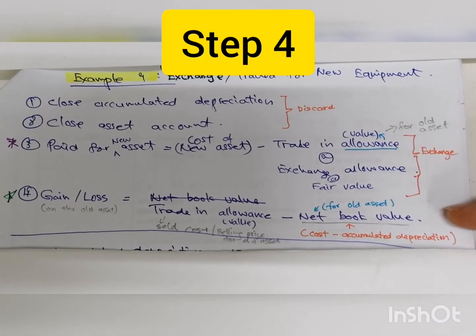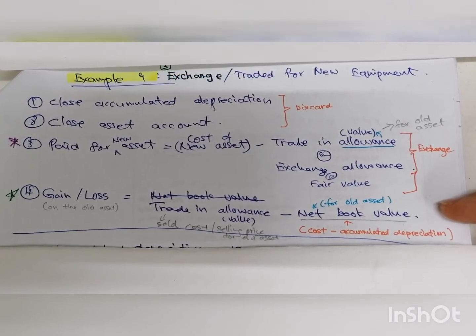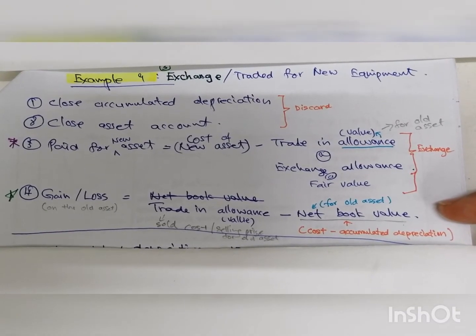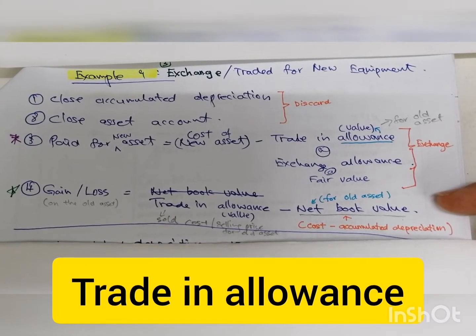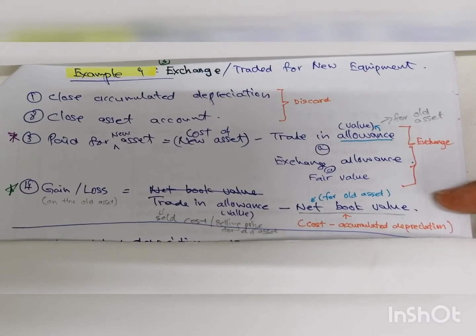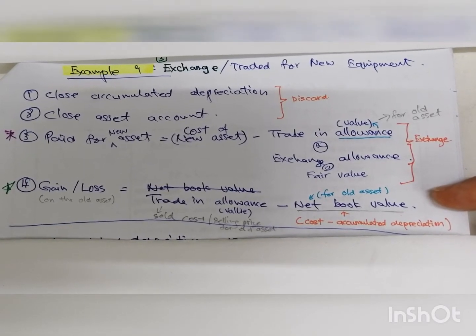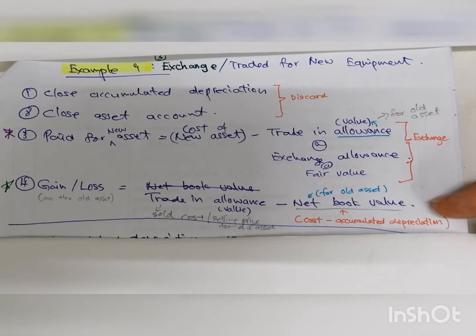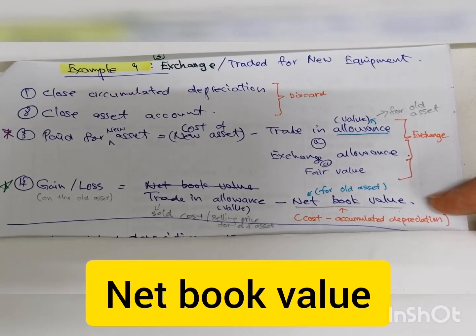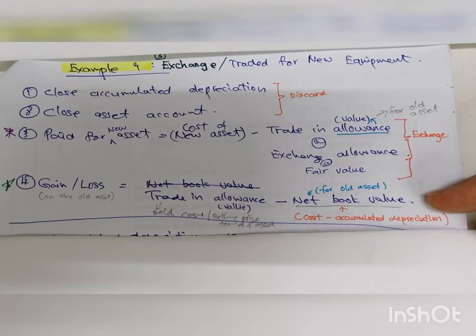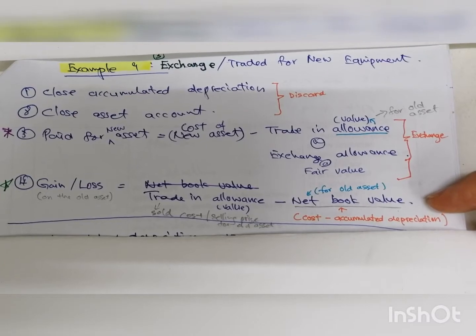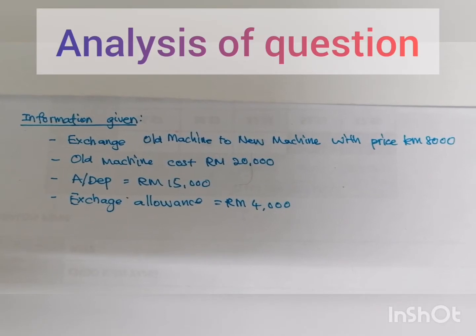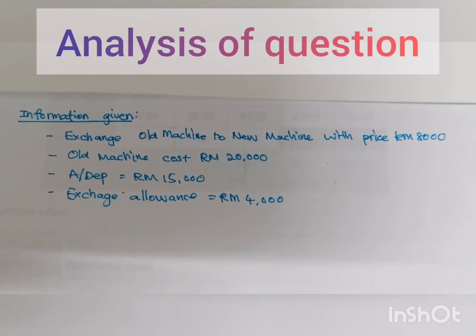And step 4, to calculate the gain or loss on the old asset, and the formula is as usual, the trade-in allowance or trade-in value, or the selling price for the old asset minus the net book value. And the net book value is for the old asset, and the actual formula is cost minus accumulated depreciation as usual. So this is the information given in the questions.